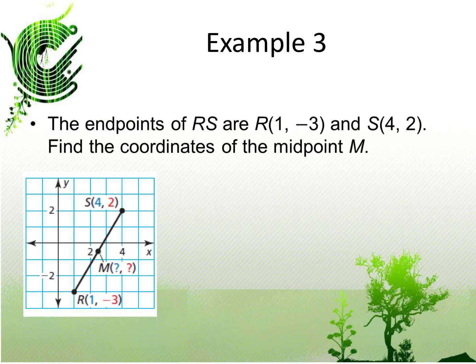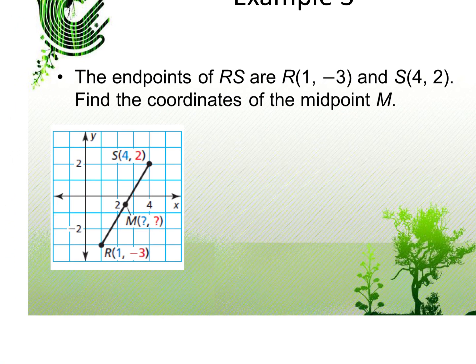Okay, so for the first one, I'm going to go ahead and say, I want point R here to be my ordered pair number 1. So this is going to be my x1, y1. It doesn't matter if I would have said R is ordered pair number 2. And then my S will be my x2, y2.